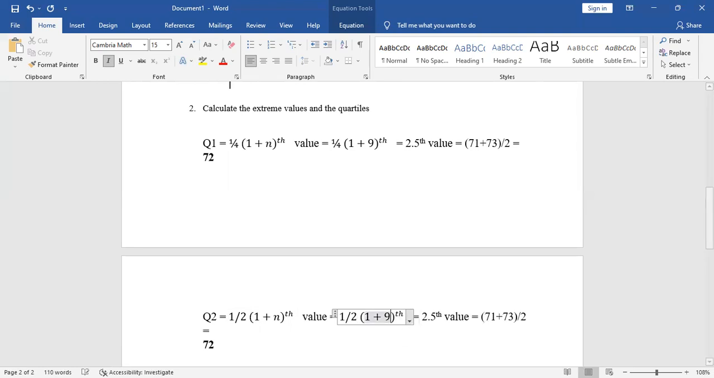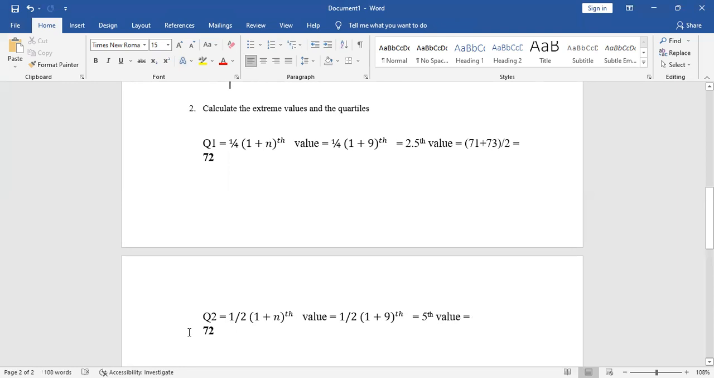And then here it will be like that. So now I'm calculating this time around. 1 plus 9 in the brackets, that would be 10. 10 multiplied by 1 still remains 10, divide by 2. It will give me 5. So the second quartile, which is the median, is the fifth value.